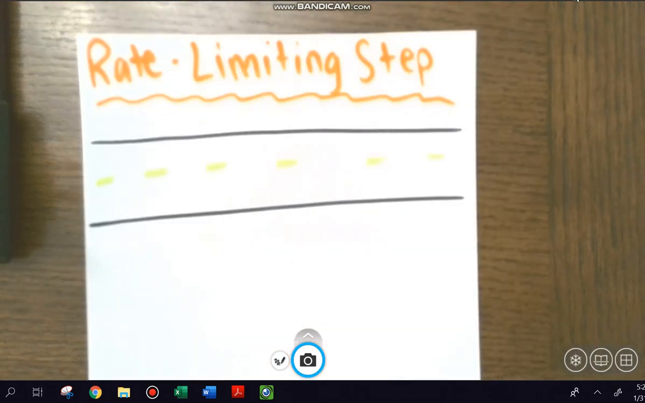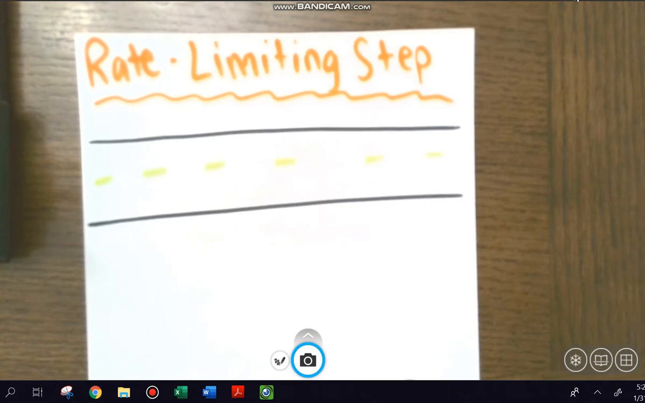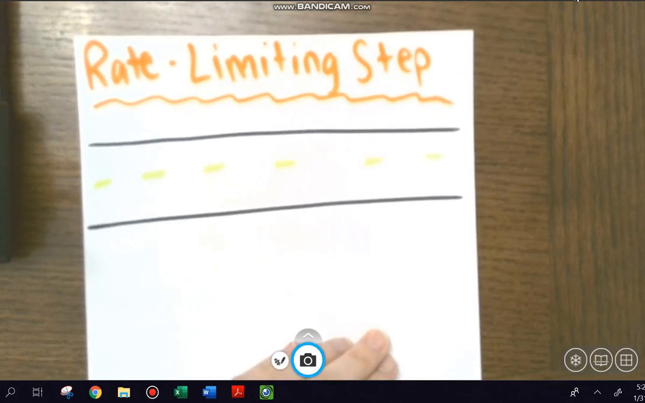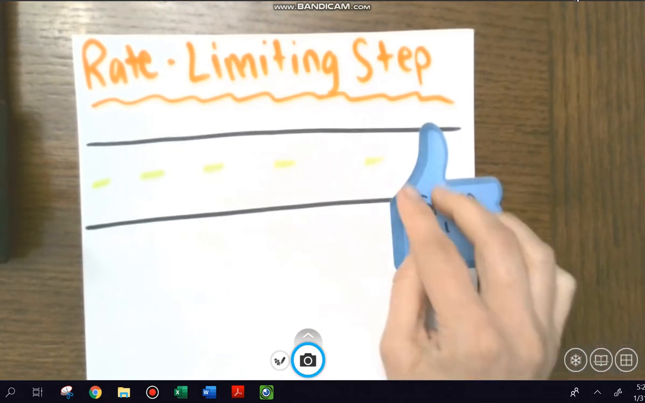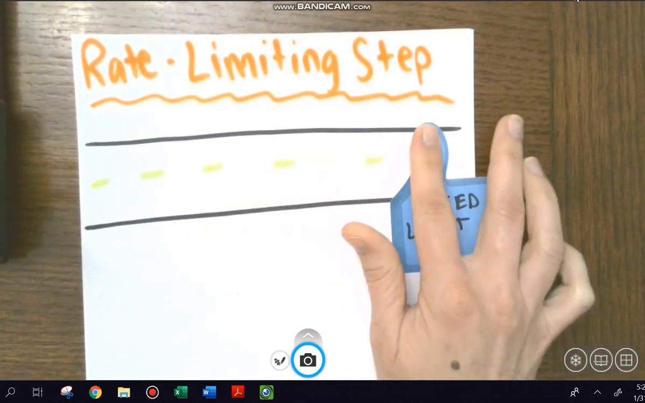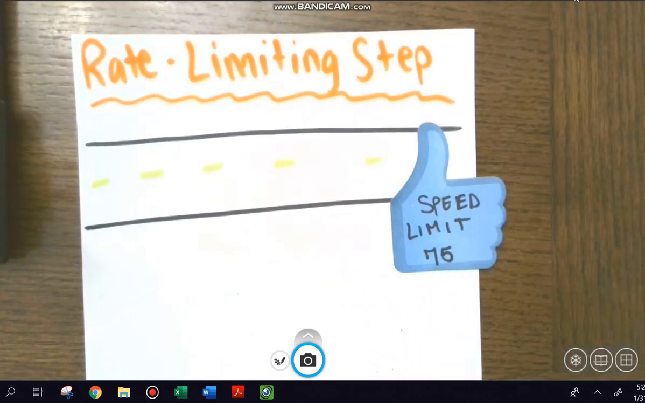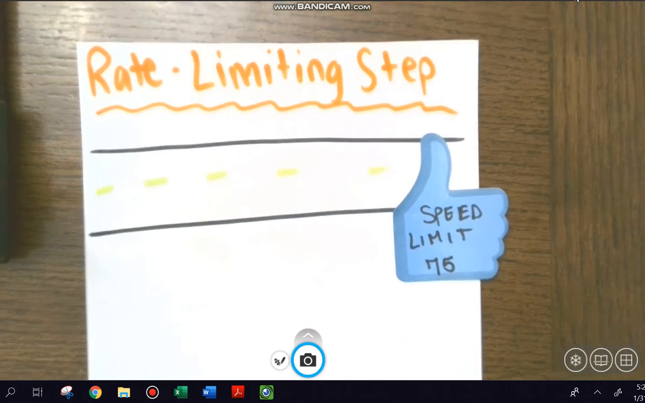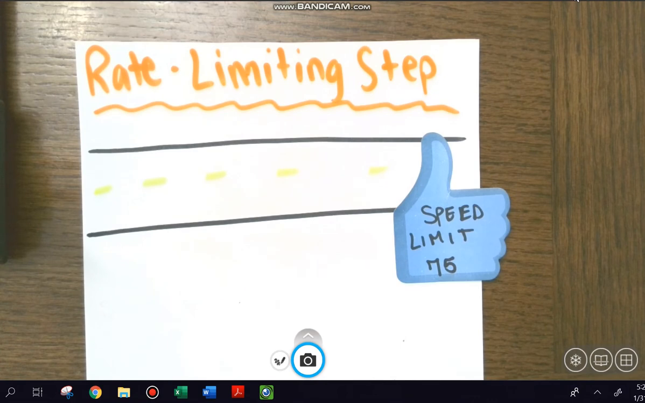To explain why I said that the overall reaction had the same rate as that first step in our elementary steps, I'm going to use a little analogy. So we know that when you are on the interstate, you generally have a speed limit of either 70 or 75, depending on where you're driving. So, sticky notes are getting stuck.